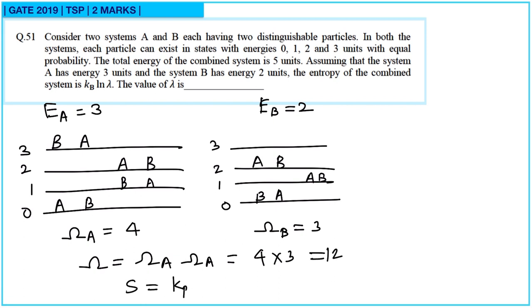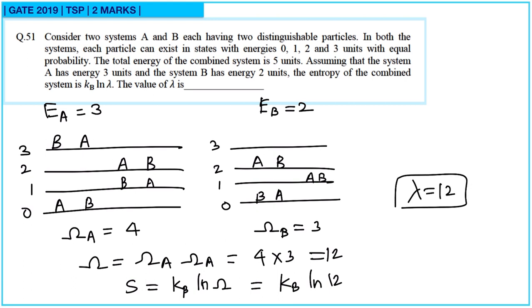So entropy is equal to kB ln of Omega, so that is kB ln of 12. So from here lambda is equal to 12. So the answer is 12 and the answer in the answer key is 12 to 12. So these were all the questions from the GATE 2019 paper.